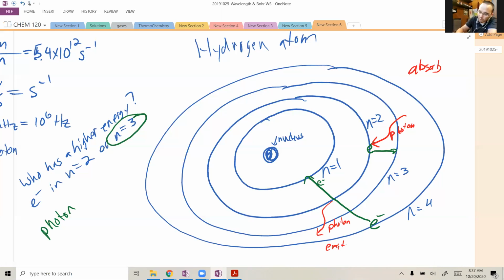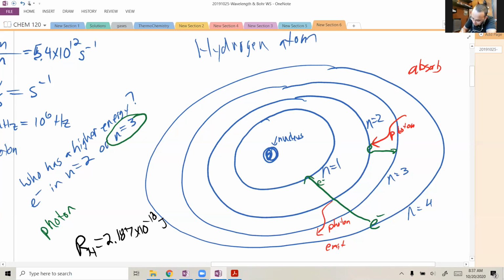Now, for hydrogen, we've given you this constant RH. And what this does is this accounts for the attraction of the nucleus, the different electron-electron shielding that would happen in a more complicated atom. But it's a constant. It's called Rydberg's constant. And it's basically helping us calibrate our different energy levels through that constant there.